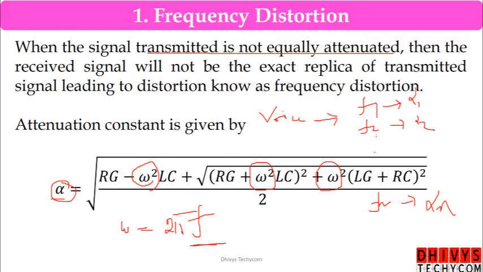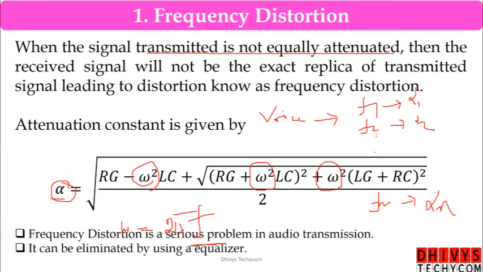Frequency distortion is a major problem when you want to transfer an audio transmission, when you want your voice transmitted over a very long distance. The second part is, how is this frequency distortion eliminated? With the help of equalizers. Majorly, if the equalizer is giving you a high gain, then you can choose such types of equalizers.